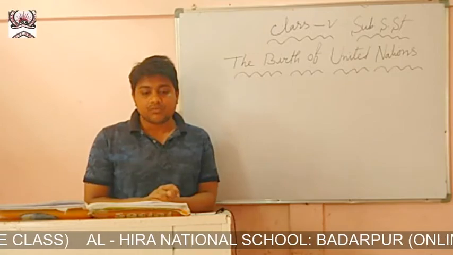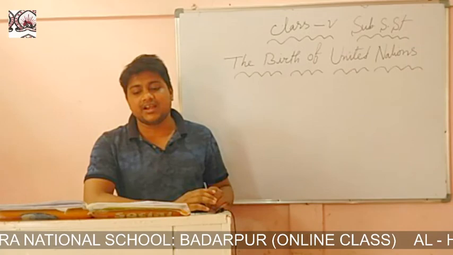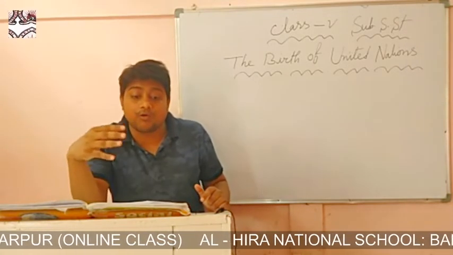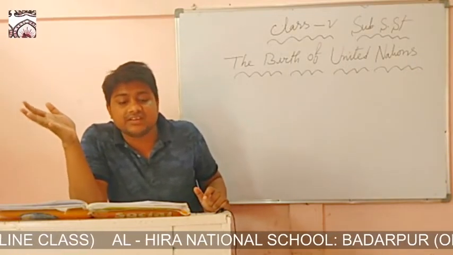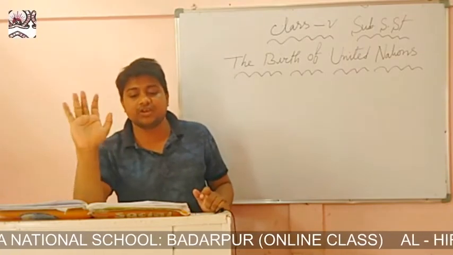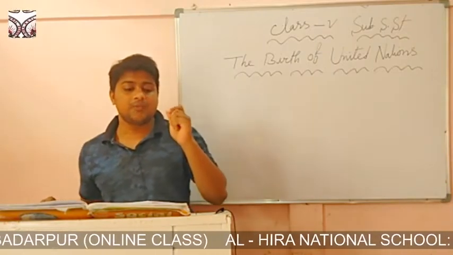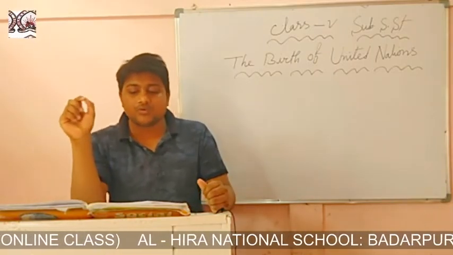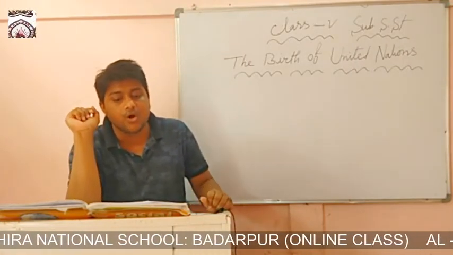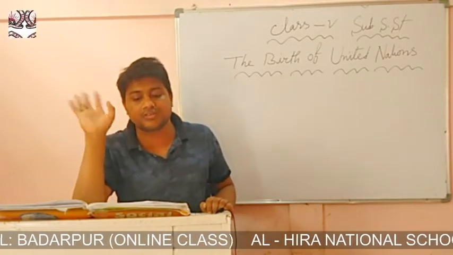Now, the United Nations prepared a list of human rights called the Universal Declaration of Human Rights. It was adopted on 10 December 1948, which is celebrated as Human Rights Day. If a question comes, which day is celebrated as Human Rights Day? 10th December. Remember that. It is celebrated all over the world.